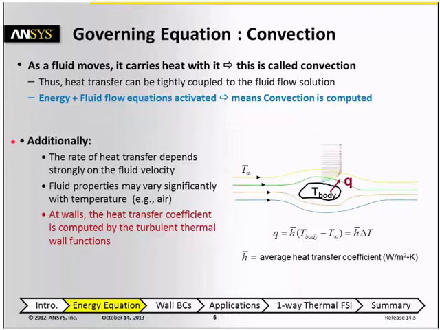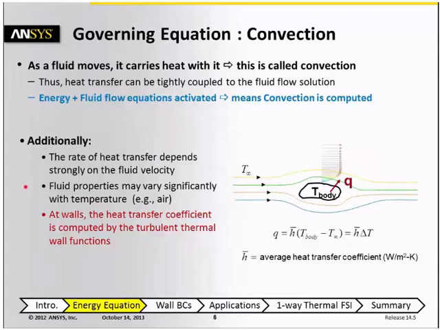Some additional important points related to convection are: the rate of heat transfer depends strongly on the fluid velocity. So if you imagine a system like we see here on the right-hand side of the slide, where there's cool air flowing over a warmer body, the rate of heat transfer from the body to the air will increase as the velocity increases.